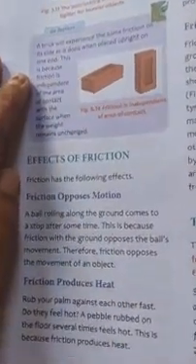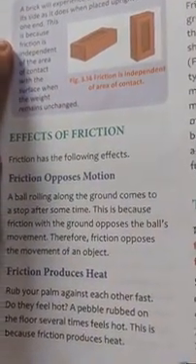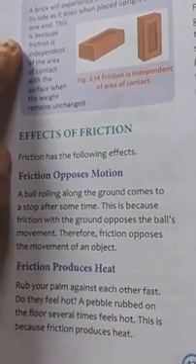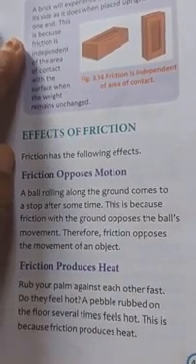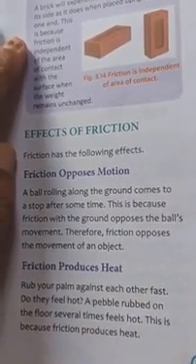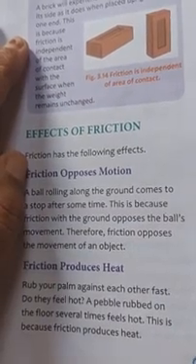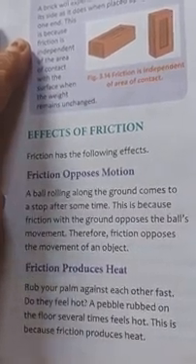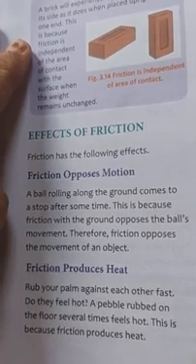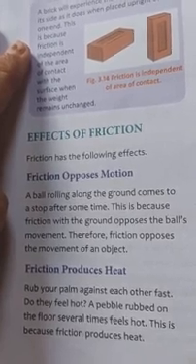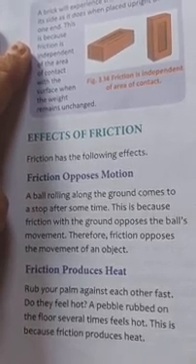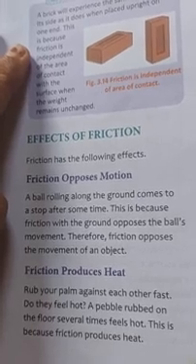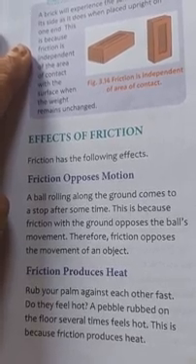So we can say friction always opposes what? Motion. You know very well that when a ball rolls along the ground, it comes to rest after some time. This is due to friction with the ground that opposes the movement of the ball. Therefore, friction opposes the movement of an object.